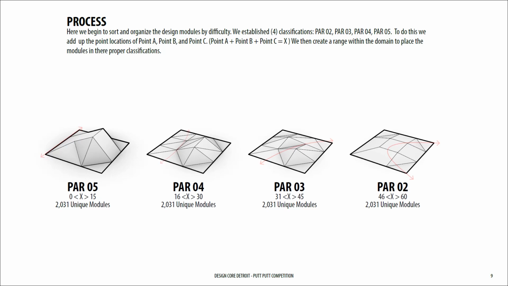So what do you do with 8,124 modules? That's the next thing. You generated all these modules, so what? Well, we have to start classifying them and understanding their potentials and opportunities. First we added up all our variables, points A, B, and C, and established a domain for each of those. Depending on the domain the number falls in, we classified it as a par 5, par 4, or par 3. That's how we started breaking all these modules into something more manageable.